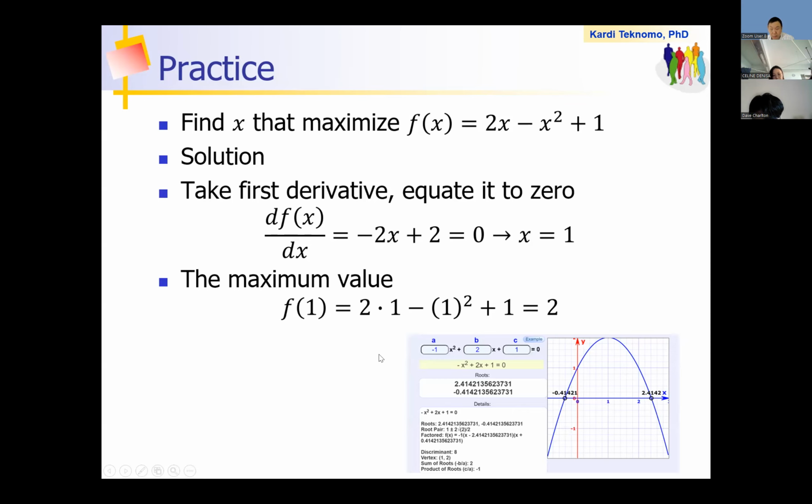Of course, to make it clear that this is maximum, not minimum, you take the second derivative. Okay, so from here the second derivative is minus 2. Yeah, so minus 2, that means this is maximum. If the second derivative is negative, that's maximum. Okay. If the second derivative is positive, that's minimum. Yeah.